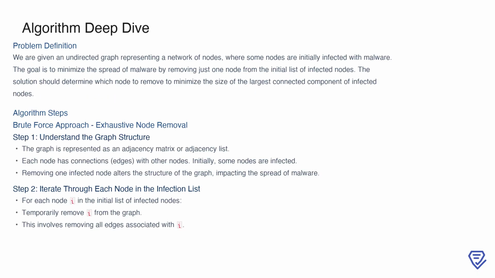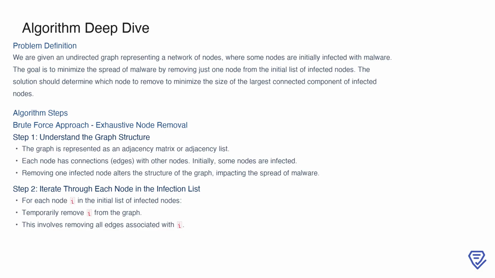In this problem, we are tasked with minimizing the spread of malware in a network represented as an undirected graph. The nodes in this graph can represent computers, and the edges represent connections between them. Some nodes are initially infected with malware, and our goal is to determine which single infected node to remove so that the size of the largest connected component of infected nodes is minimized. To approach this, we can start with a brute force method.